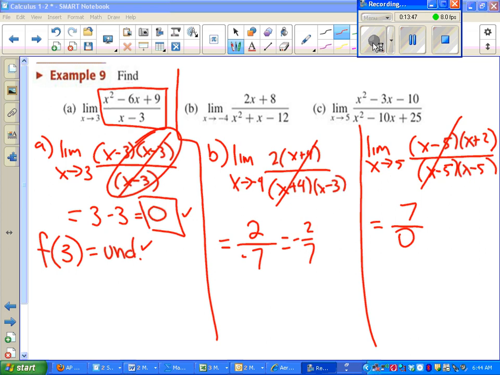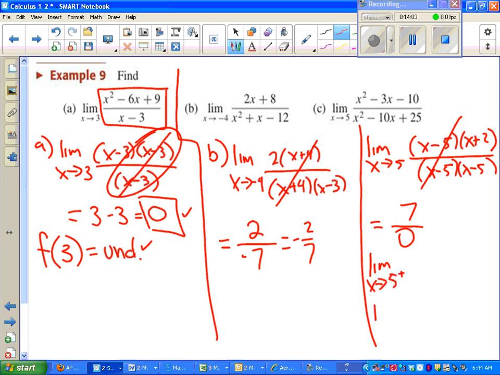Part B worked out very similar to part A. Should have gotten negative 2 over 7. Part C is a little trickier. I did my factoring, I did my canceling, and I still end up with 7 divided by 0. When that happens, we have to look a little more closely. We have to look at the limit from the left and the right.